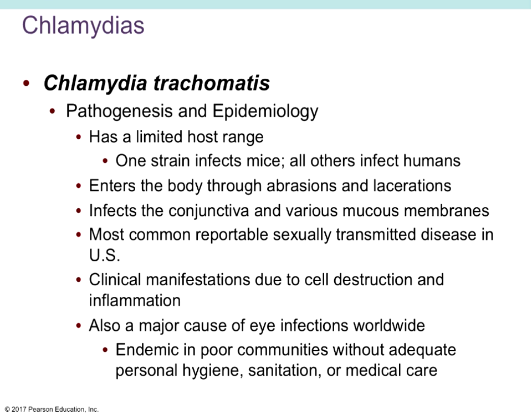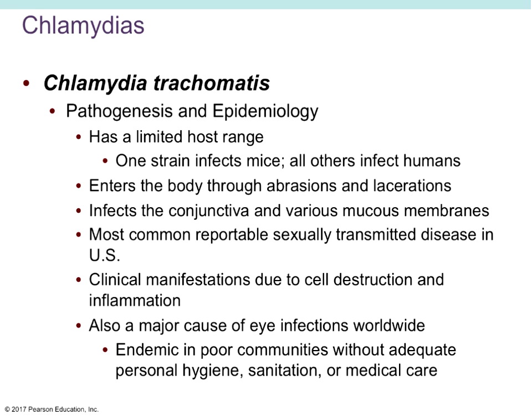So the first chlamydia that we're going to talk about is Chlamydia trachomatis. Chlamydia trachomatis has a very limited host range, and that consists of humans, except there's one strain that is a little bit different. It enters the body through cuts in the skin, so through abrasions and lacerations, and infects a whole host of different types of cells. But even though it can affect many types of cells, it has, like I said before, a limited range of strains that can affect humans. So it can affect the conjunctiva of the eye and mucous membranes.